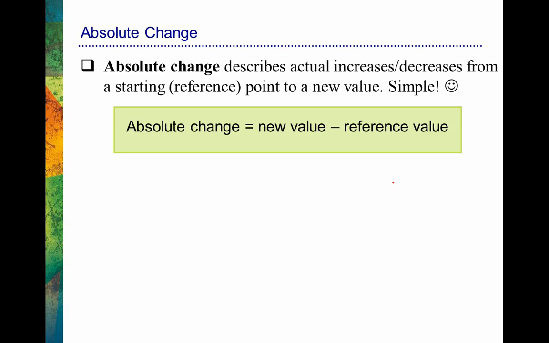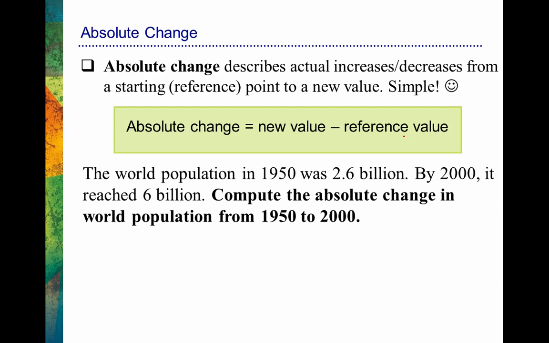Let's start with absolute changes. So absolute change, it says here, describes actual increases or decreases from some starting point or reference point. It's really very simple. So our formula would look something like this. An absolute change is simply the new value minus some reference value that we're comparing it to. This, of course, will make more sense once we look at an actual example, like this one right here.